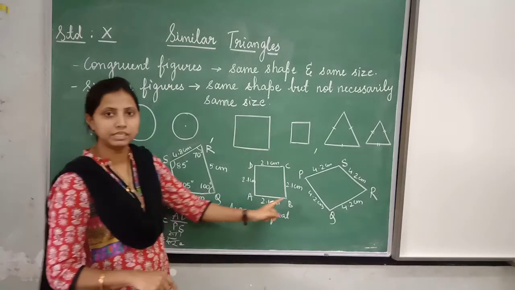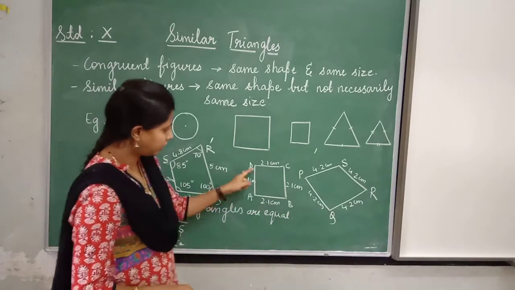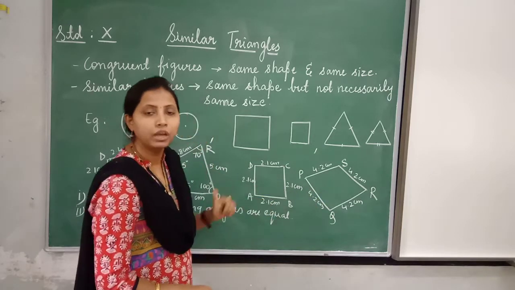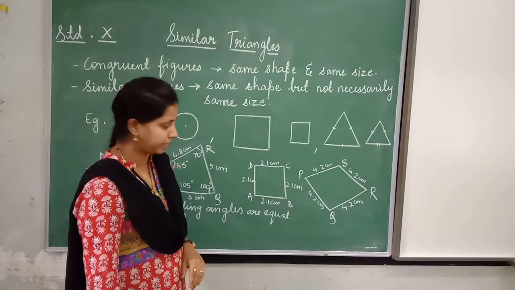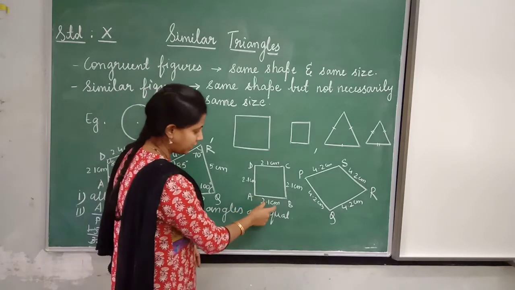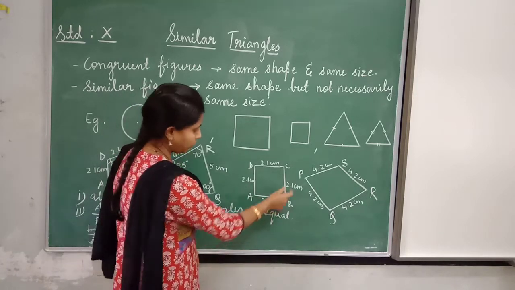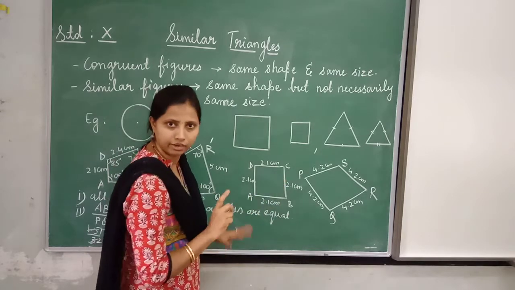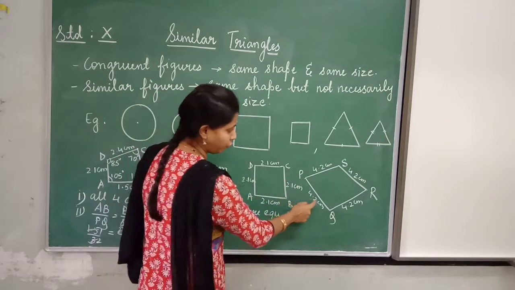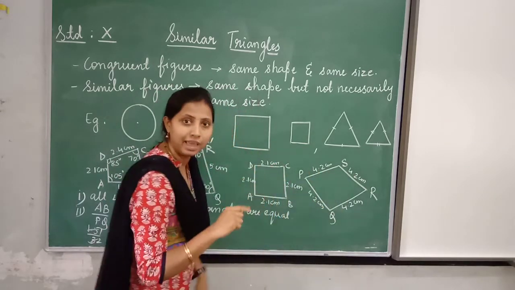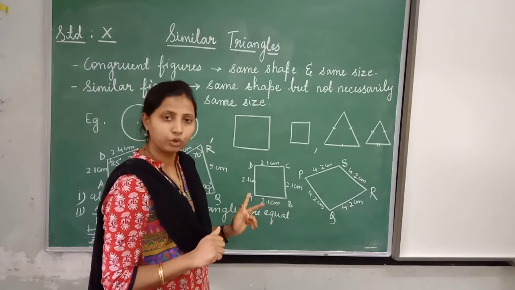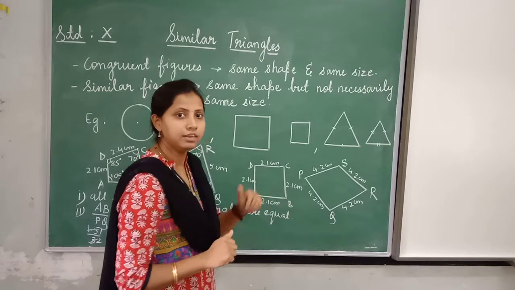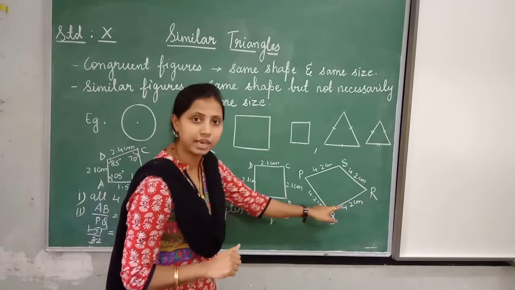Now for example, see the next figure. Here you can see the two figures. Can you tell that they are similar to each other? First see the sides given here: 2.1, 2.1, everywhere 2.1. It is a square. Here also 4.2, 4.2, 4.2. Everywhere the sides are equal in both the figures. So can we say both figures are similar because their ratios are the same?